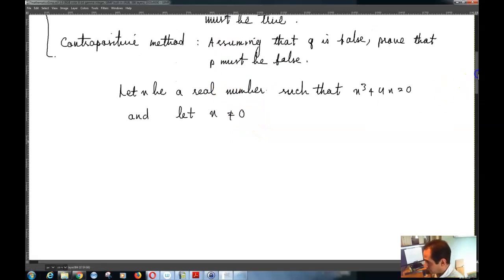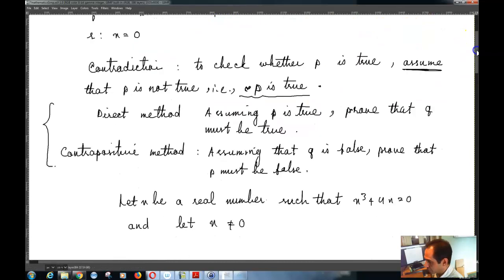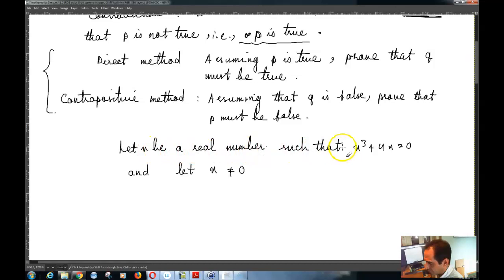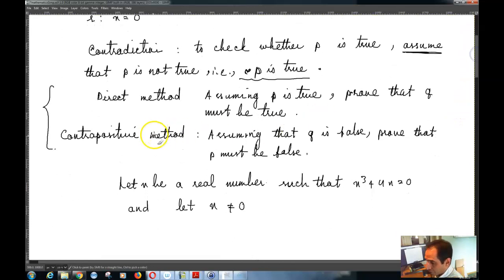The statement that I had was different. The statement that I had was that x be a real number such that this relationship exists, and then x is equal to 0. That's what I wanted to prove. But over here, by the contrapositive method, I said that assuming that Q is false, meaning that x is not equal to 0, we want to prove that P is also false. Now let's see if we can do that.